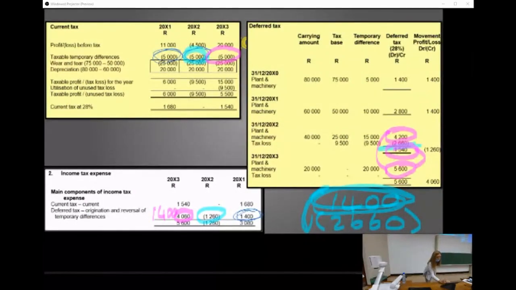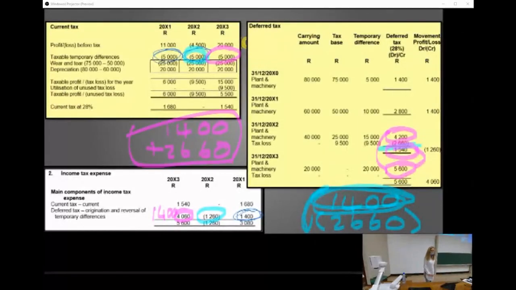So in 20x3, that movement is the 1,400 for the temporary differences, plus then the 2660. Wait, now it swings around because I've used it. The benefit is now not there anymore. I've used it.